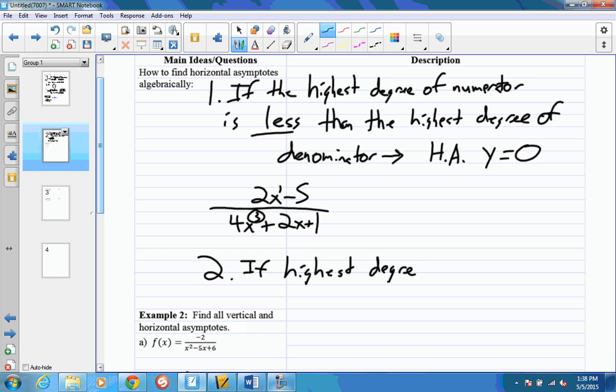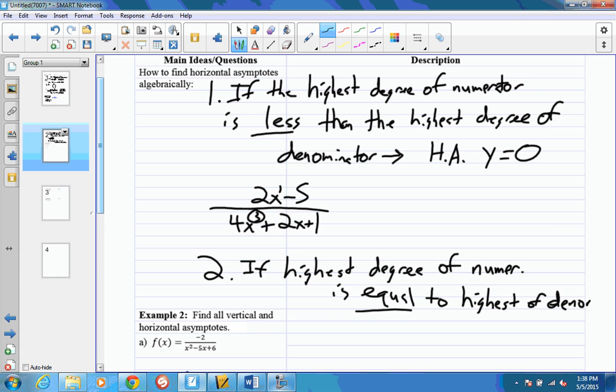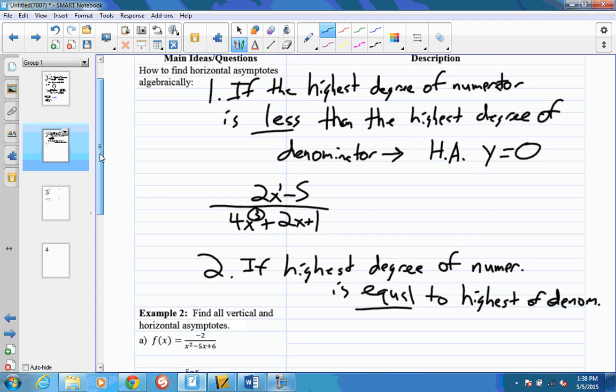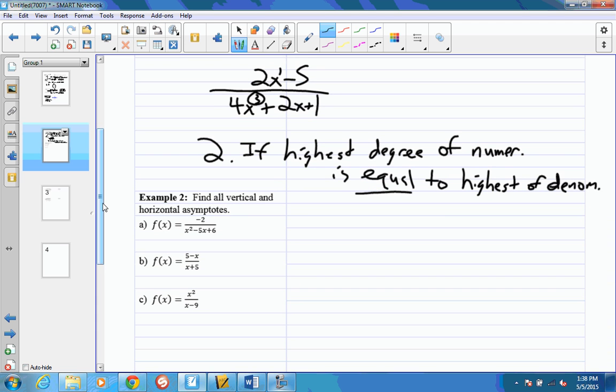And I'm going to go a little shorthand. So if the highest degree of the numerator is equal, right? If they're equal, and this is the kind of tough one, all right? You take the ratio of the coefficients.